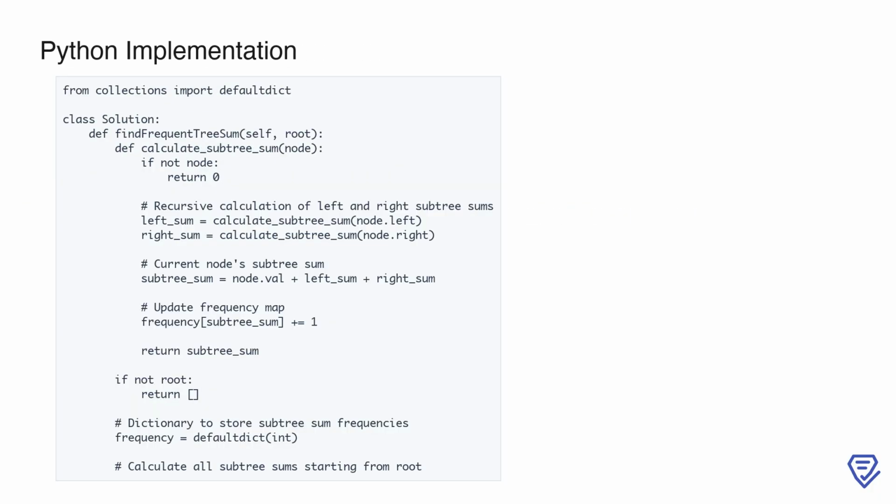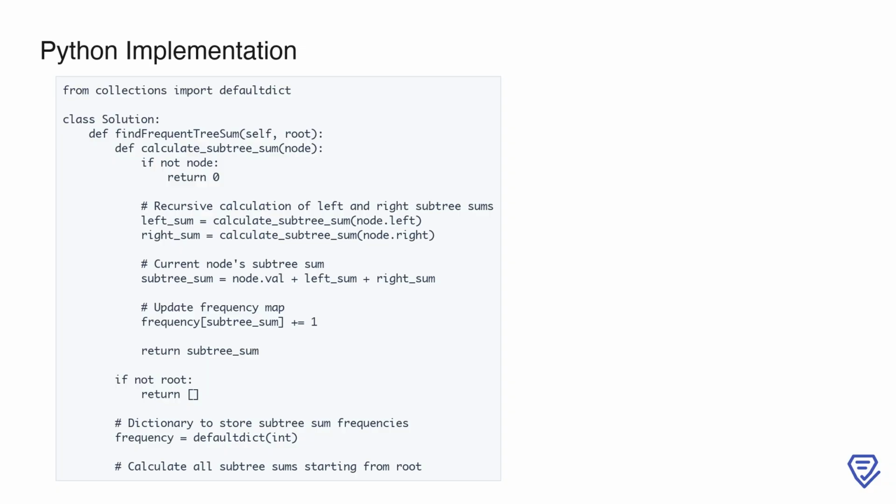Here, we begin by importing the defaultdict module from the collections library, which will help us maintain a frequency map for subtree sums. Within the Solution class, we define the find_frequent_tree_sum method, which takes the root of a binary tree as its input. To calculate the subtree sums, a helper function calculate_subtree_sum is defined. This function is a recursive method that processes each node in the tree.